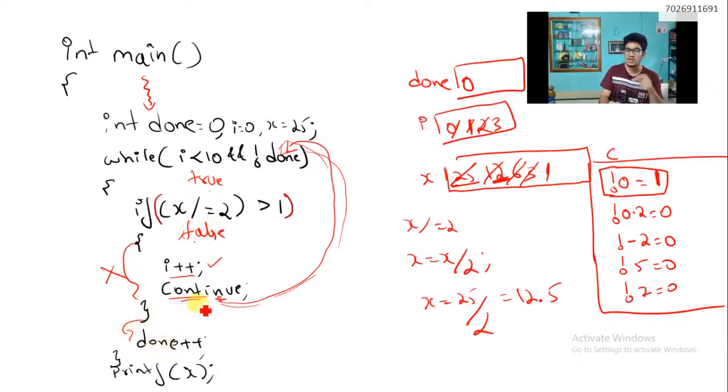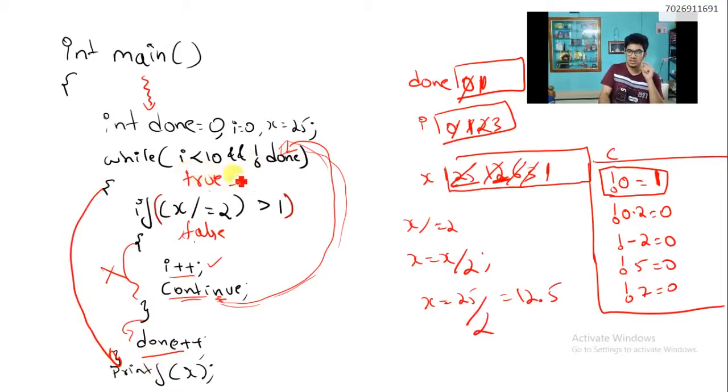Now it will tell done plus plus. Done plus plus means done becomes 1. After done plus plus, there is a closing bracket of which loop? While loop, closing bracket of while loop. So it will check the while condition now. What condition it will check? I value. Is 3 less than 10? Yes, this is true. 3 is less than 10.